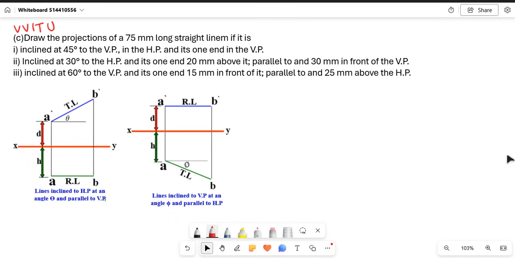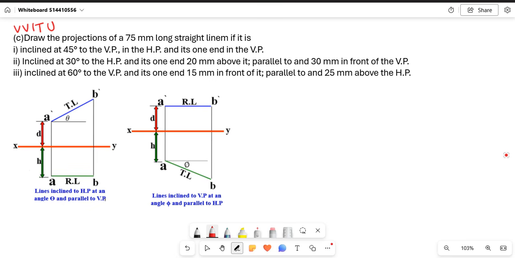Good morning, students. In the previous class, we practiced lines parallel to both HP and VP and perpendicular to any one of the planes. Now we are going to practice when the line is inclined to one plane. When the line is inclined to one plane, in one view we need to draw the image with the true length and true angle. In the opposite view, we need to draw the image as a line parallel to the XY line, but with a reduced length. So now let us start the first problem.